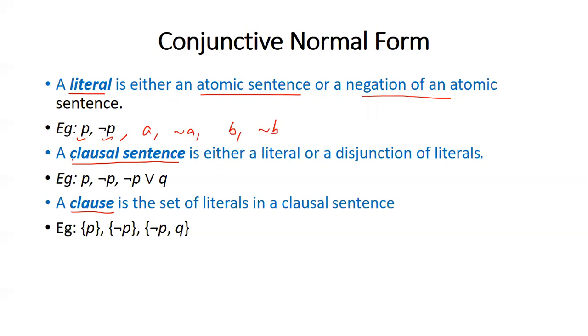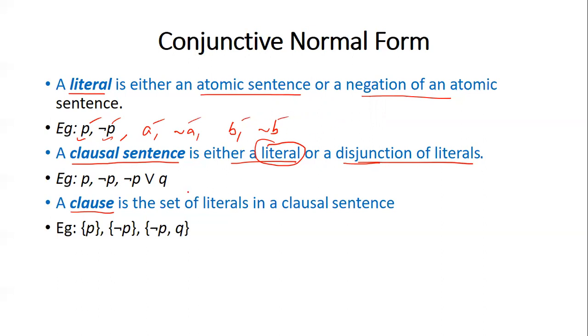Right. And then what is a clausal sentence? A clausal sentence is either a literal or a disjunction of literals. It allows only one operator. So all literals are clausal sentences. Any literal is a clausal sentence. Apart from that, it also allows disjunction of literals. So for example, P, not P, A, not A, B, not B, all these are clausal sentences.